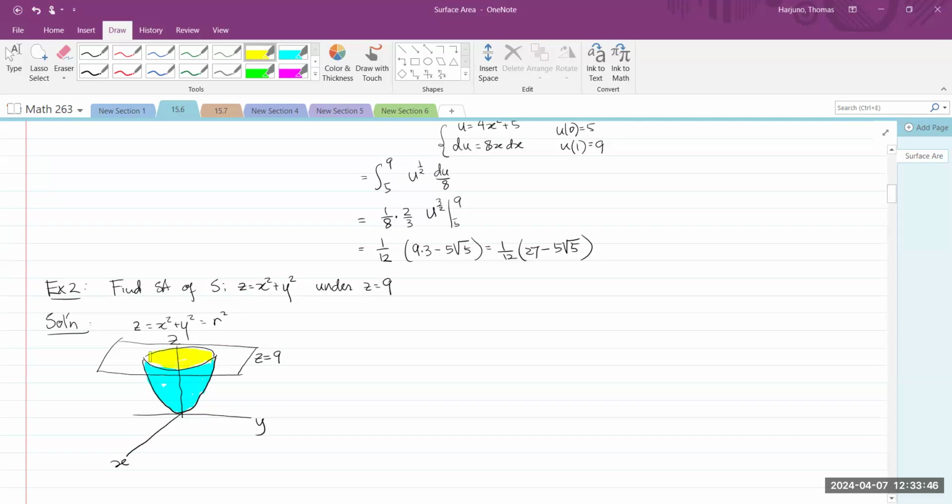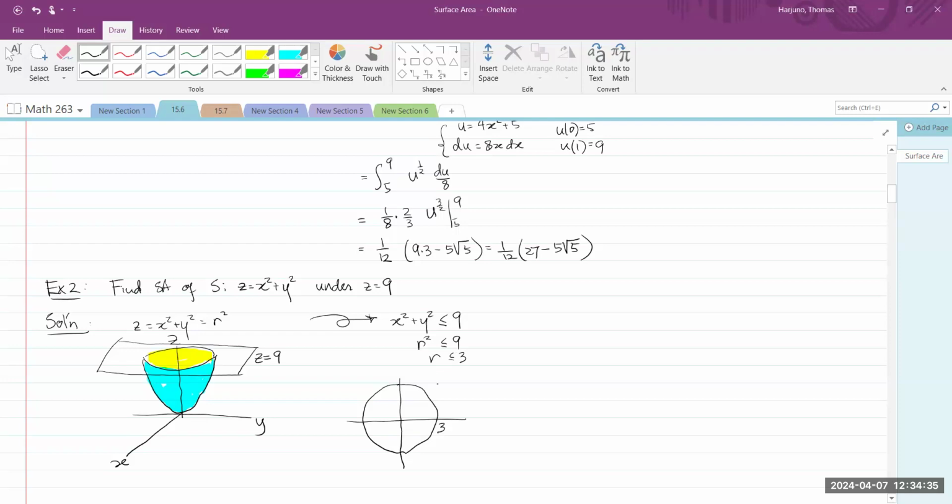Then if we take the shadow of this surface here, you will see that we basically set it this way: x squared plus y squared has to be less than or equal to 9. We have r squared less than or equal to 9, so r is less than or equal to 3. So the domain is actually on the 2-dimensional xy plane. The domain is a disk with radius 3.